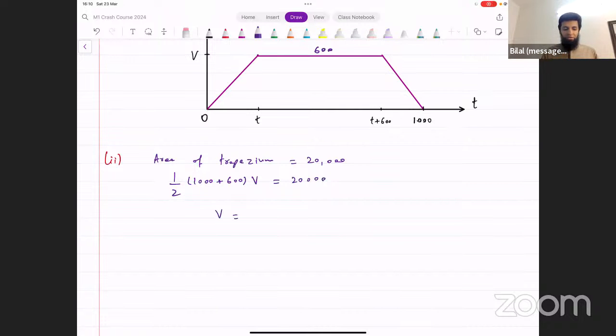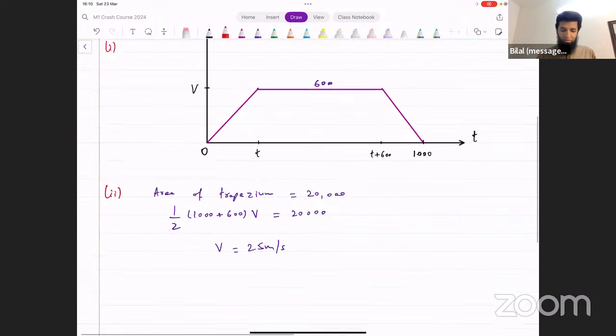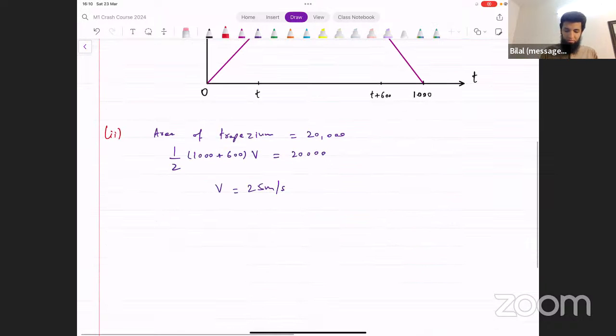And that should give you the value of V. That's 20,000 multiplied by 2 divided by 1,600. And that's giving me 25 meters per second. That's the value of V that we were looking for. Okay, that's the second part. Okay. Let's look at the third part now.